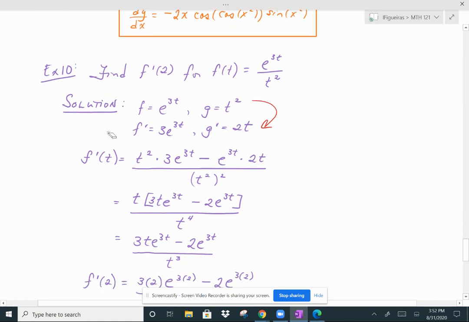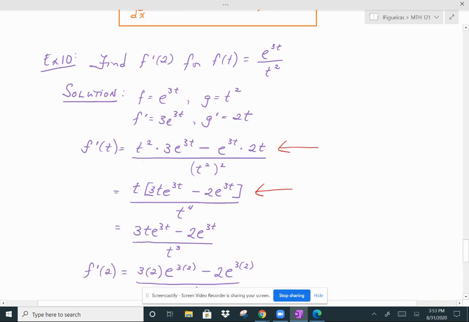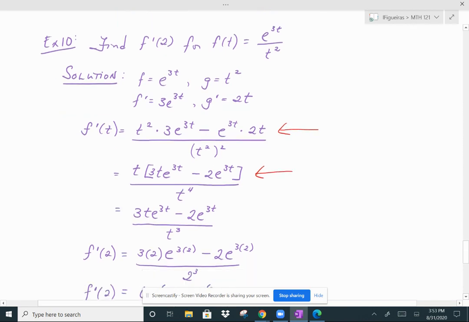And remember, with quotient rule, you have to start with gf prime first, which is what you see on this line. So it's gf prime minus f g prime all over g squared, which is t squared to the second power. So here on this line, I factored out a t, and when you square the denominator, you get t to the fourth in the denominator. So that leaves us with t times 3t e to the 3t minus 2 e to the 3t.